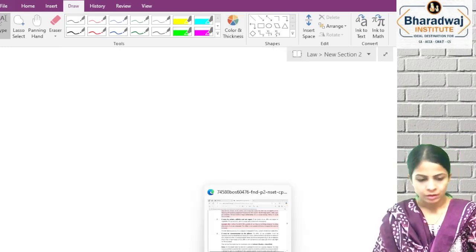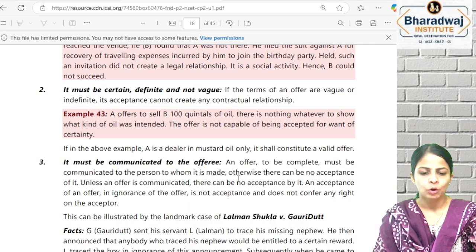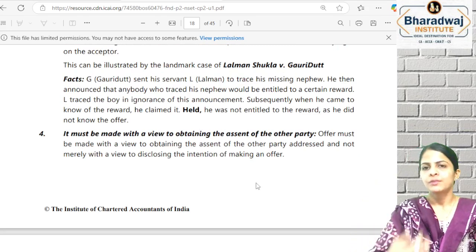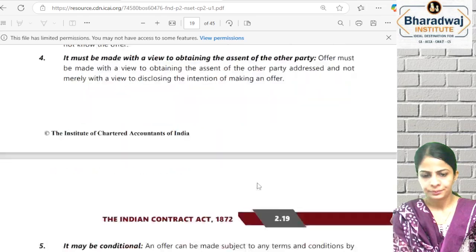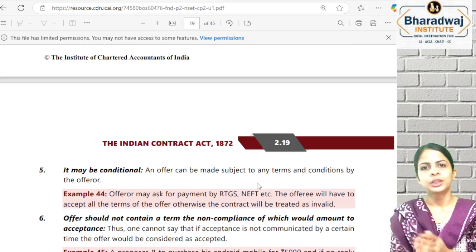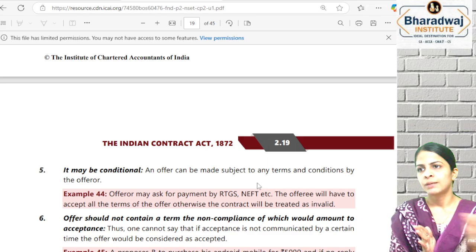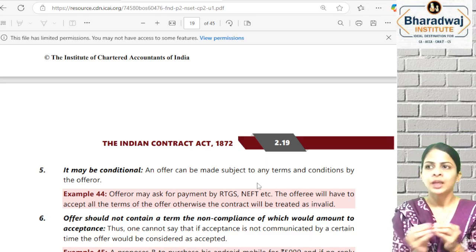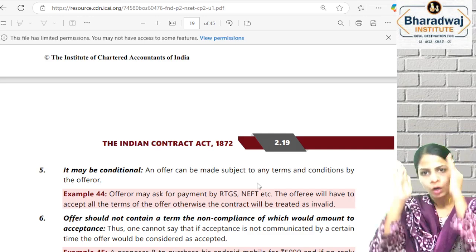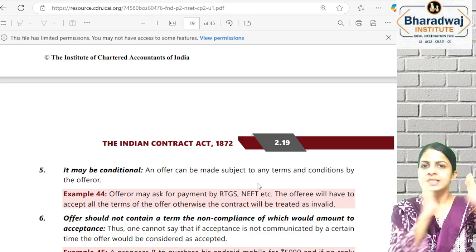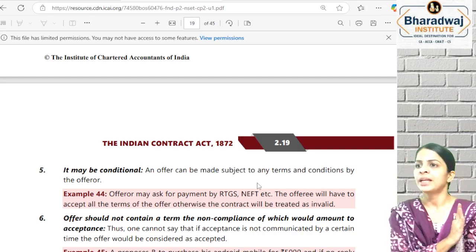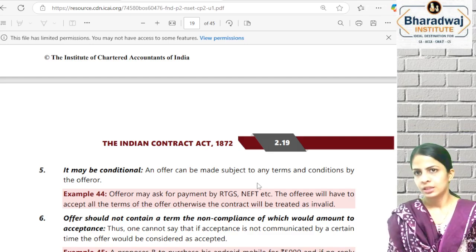Next one. It must be made with a view to obtain the assent of the other party. Why do we make an offer? We have some hope that the other party will accept it. Next, it may be conditional. In the terms of the offer, you can put conditions. It has to be in the prescribed mode, if the payment has to be made by way of cash or check or net banking, all the conditions you can put in the offer. Whatever conditions you have put, the acceptance has to be in the same way. You cannot change the conditions of the offer and then accept. Then that will not be a valid acceptance. Clear?